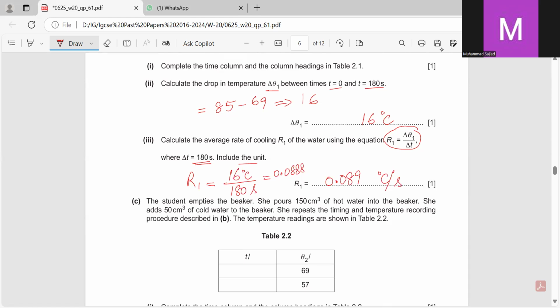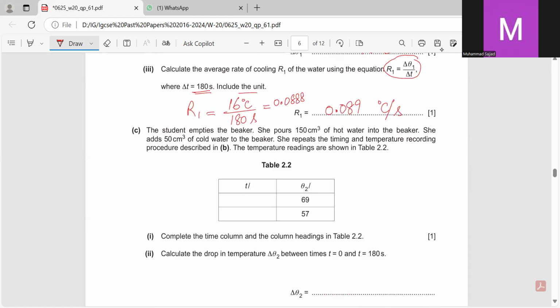Then the student is repeating the same thing with some different measurements. The student empties the beaker. She pours 150 cm³ of hot water into the beaker, and then she also adds 50 cm³ of cold water to the beaker. She repeats the timing and temperature recordings procedure described in B.